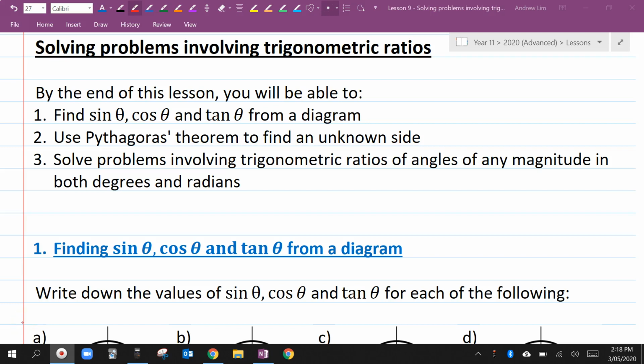It's your teacher Mr. Lim here, and in this video we are going to be looking at how to solve problems involving trig ratios. So by the end of this lesson you'll be able to find sine, cos and tan theta from a diagram, use Pythagoras' theorem to find an unknown side, and solve problems involving trig ratios of angles of any magnitude in both degrees and radians.